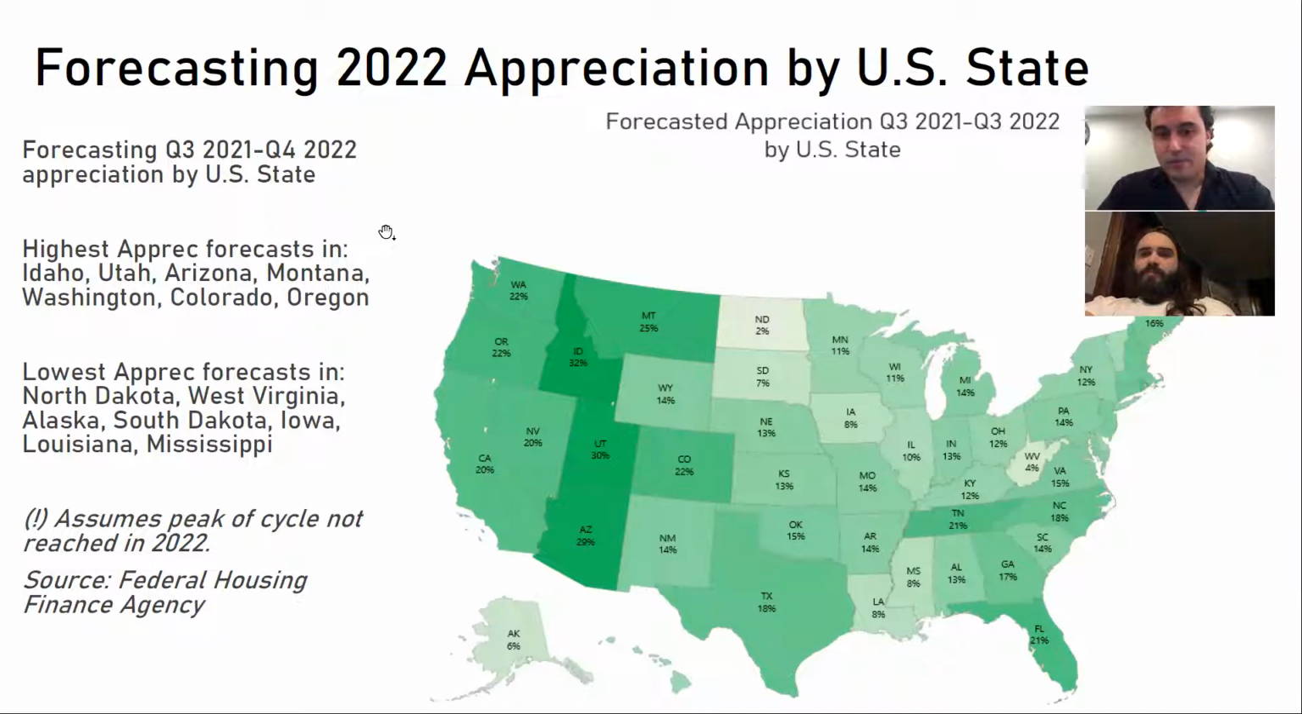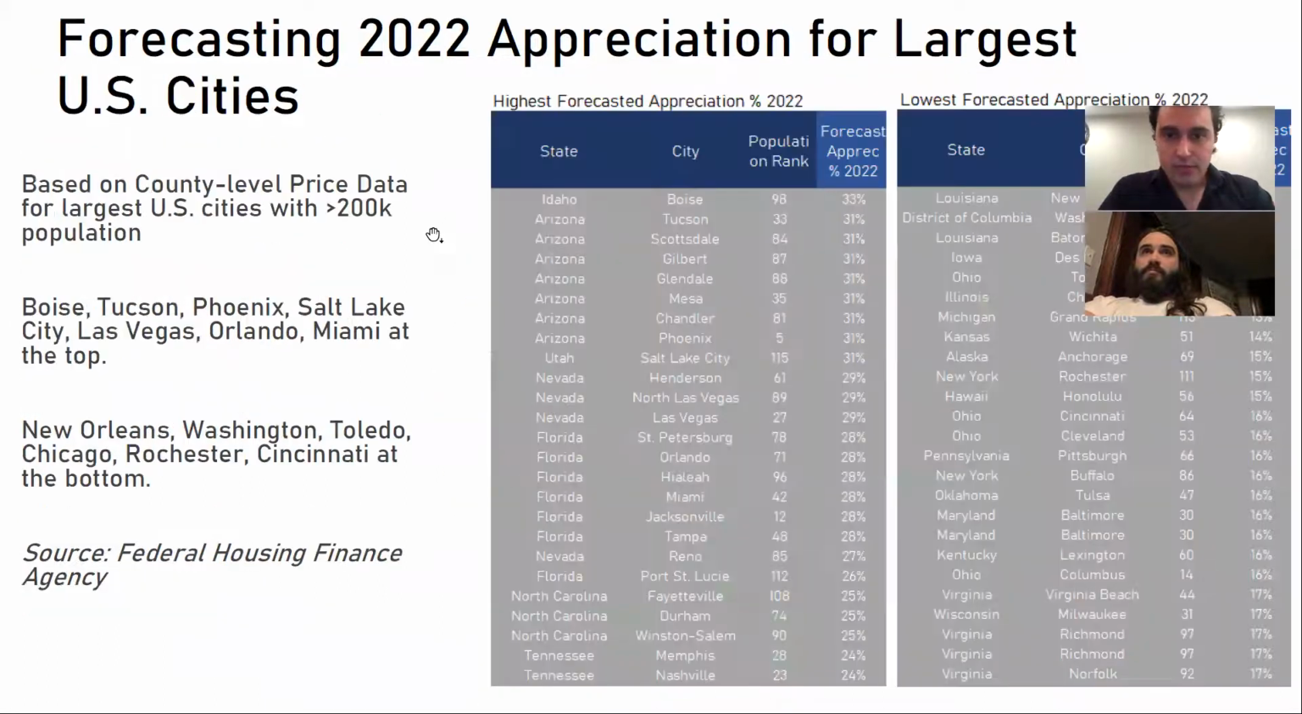But that's just forecasting prices, which has some kind of validity, even if it's within 5-6% error. And so forecasting the appreciation for the largest US cities, again for 2022, or through the third quarter of 2022. It's based on county level data, the way I model it, with counties mapped to the specific cities, but approximately. And so the top ones: Boise, Tucson, Phoenix, Salt Lake City, Las Vegas, Orlando, Miami, no surprise, some of the strongest markets in the country. And more at the bottom are New Orleans, Washington, Toledo, Chicago, Rochester, Cincinnati.